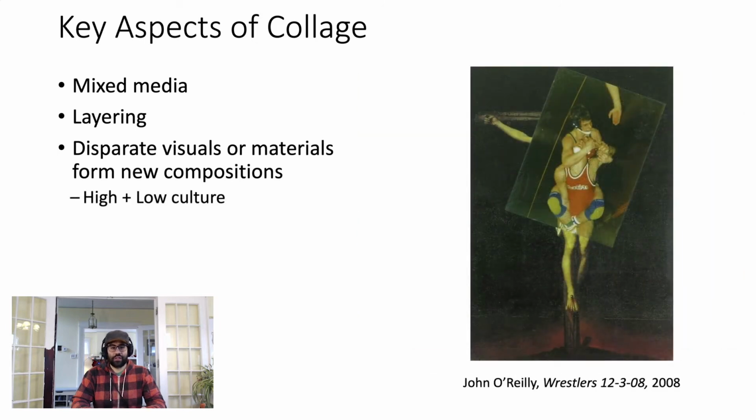You may hear collage described as mixing high and low culture together. Another way to talk about this is that collage mixes the art world with the outside world. Like in this example by John O'Reilly, where a snapshot from a high school wrestling match is overlaid on top of an image of a 16th century oil painting of Christ's crucifixion. Of course, these aren't images that would normally go together, and the way that they're being compared and contrasted here, both in terms of subject and composition, is part of what makes this collage so interesting.